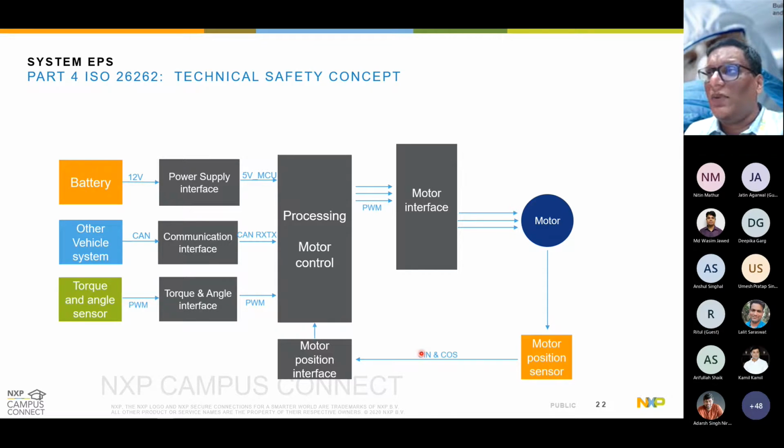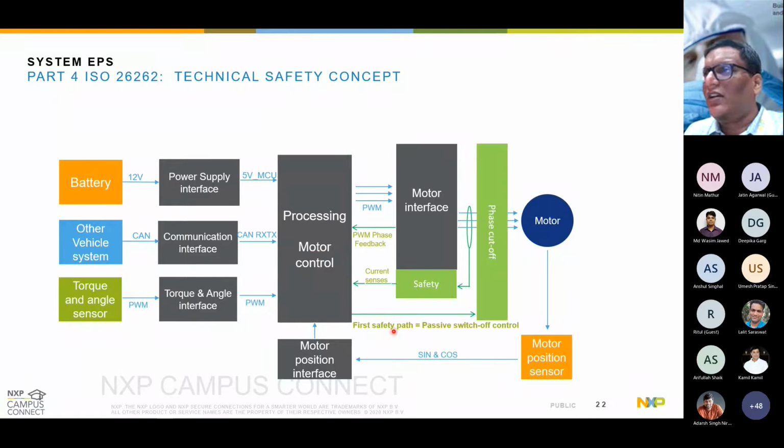Now, if I look at the safety part of it, you are monitoring the phase currents, and that becomes part of your safety. If there's a failure, you give the feedback to the microcontroller. The microcontroller calculates whether the current sum is equal or not. If a failure is detected, then you switch off the control. So you just cut off the motor here. So this is how your system level safety architecture looks like.